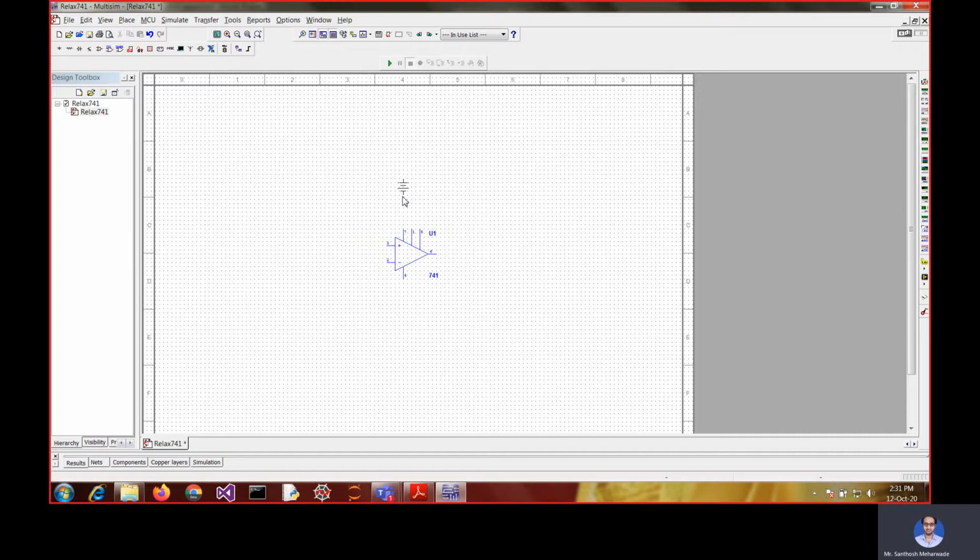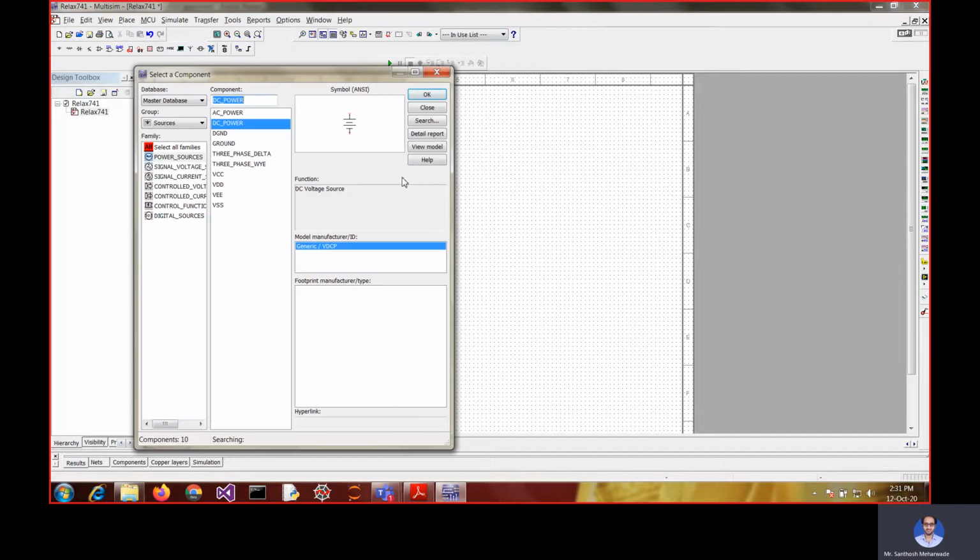So for that I have to rotate this. I'm going to use a shortcut key, Control R. Once I'm done with this, you can see that now the longer terminal of that DC is pointing towards the 7. So that is the appropriate one. I'm going to keep it over like this.